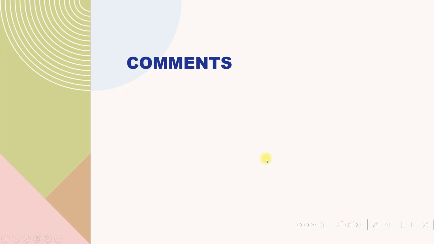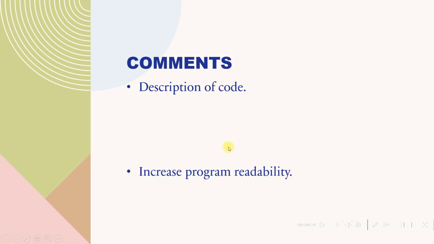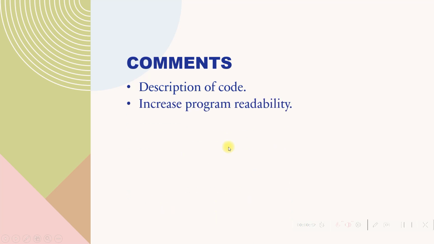Okay, so we will start our discussion with what is a comment. A comment is a description of the code. It describes what is written in the code, what was the logic behind writing that code, and what was the objective of writing that code. Writing comments in your code is always optional. A programmer may prefer to write the comment or may not prefer to write it. Then the next thing is using comments in the code increases the program readability.